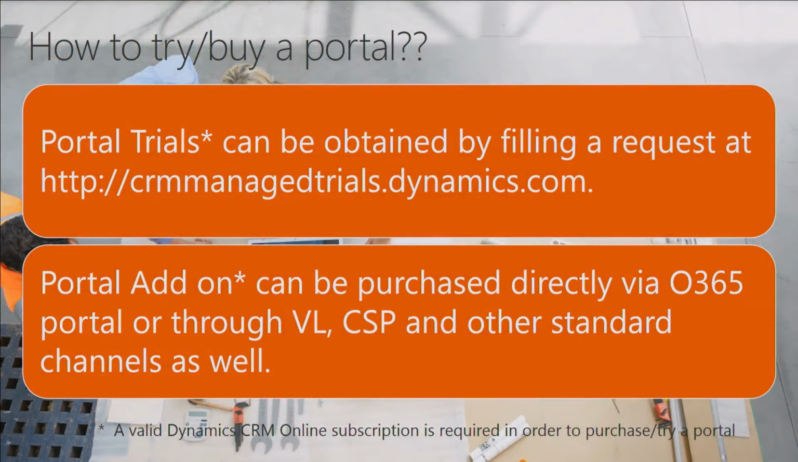Alrighty. Now, how to try and buy a portal. We talked about buying: you can go to Office 365 and, directly from the UI, buy a portal add-on. You can go through volume licensing, you can go through CSPs, and there are tons of other methods Office 365 allows you to buy. If you're a partner, you have something else. All of those experiences are supported. You can go and buy an add-on; it's a standard add-on, and there's nothing special about it.